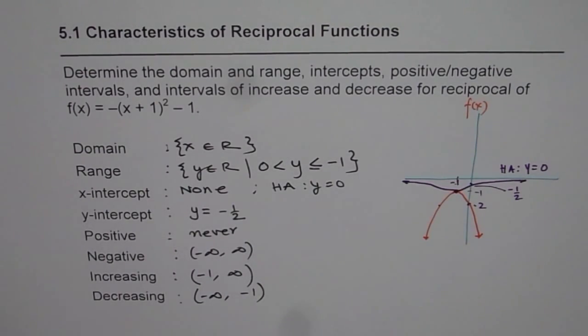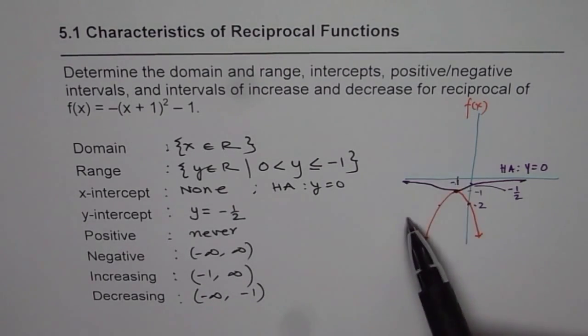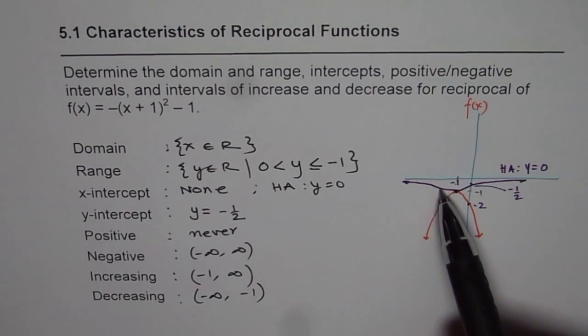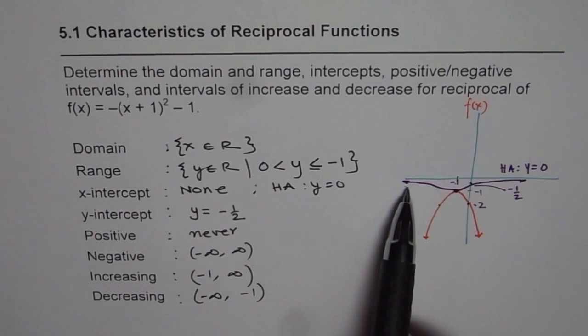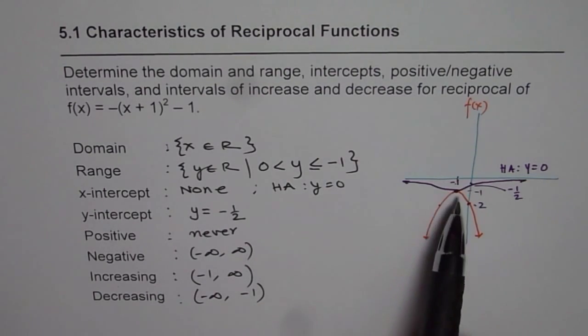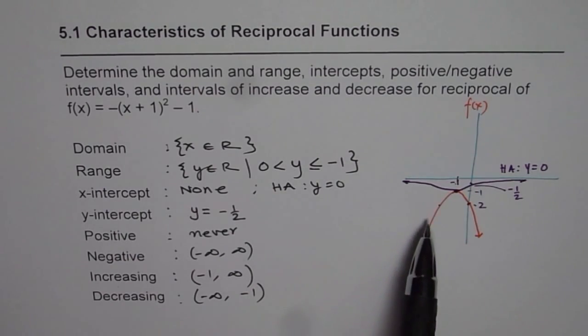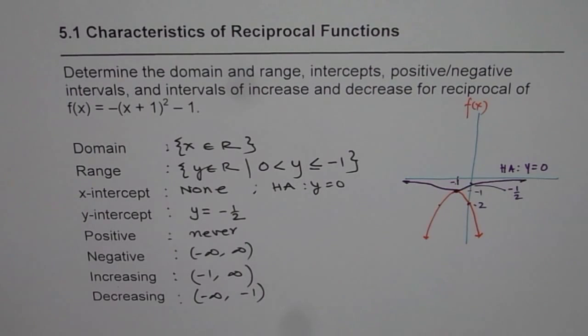So that is how we can understand the characteristics of this particular function, right? So when we say positive and negative, that means positive is y values above the x-axis, and negative means below. And when we say increasing and decreasing, we mean the change in the value of the function, right? So from 0 to minus 1, it is decreasing, and from minus 1 towards 0, it is increasing, right? I hope that is clear.